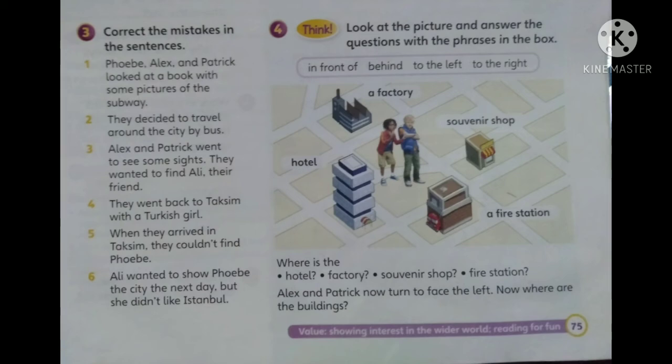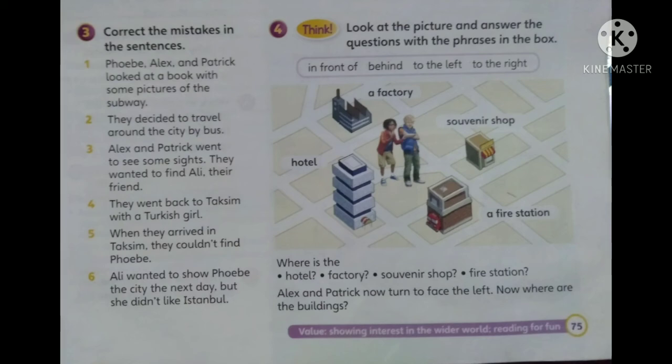Number 5. When they arrived in Taksim, they couldn't find Phoebe. The correct one is, when they arrived in Taksim, they found Phoebe. Phoebe is still waiting there, right? Okay. Number 6. Ali wanted to show Phoebe the city the next day, but she didn't like Istanbul. That's not correct. The correct one is, Ali wanted to show Phoebe the city the next day, but she couldn't stay because the yellow glow had already appeared there. Well, that's for part 3.